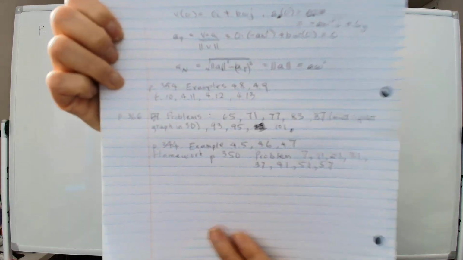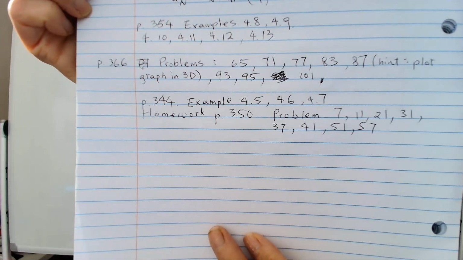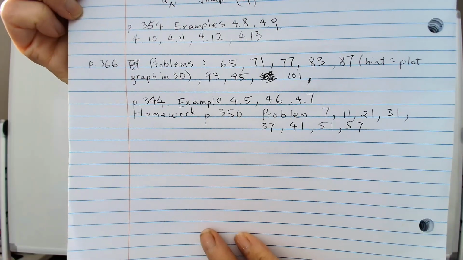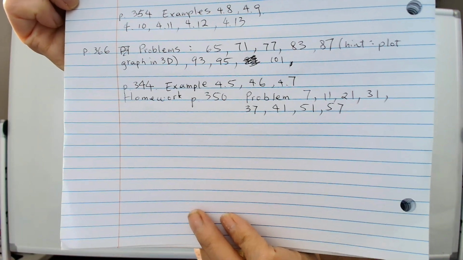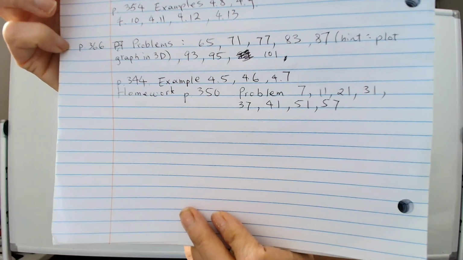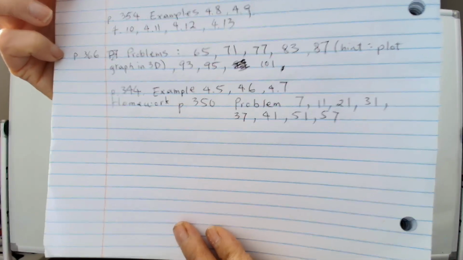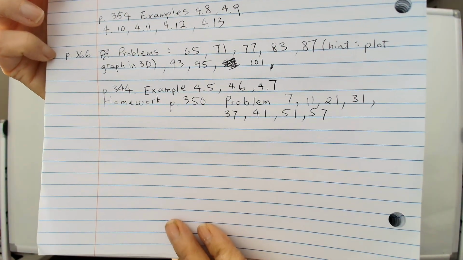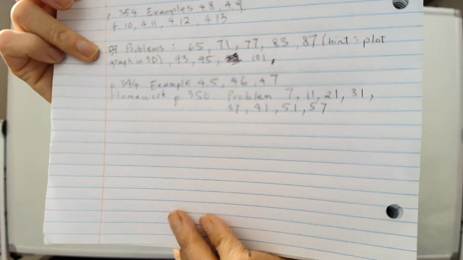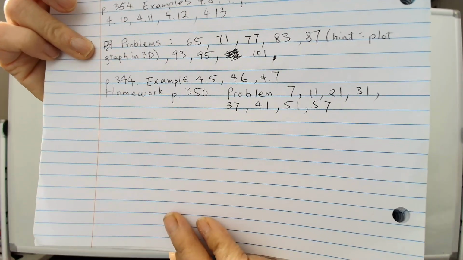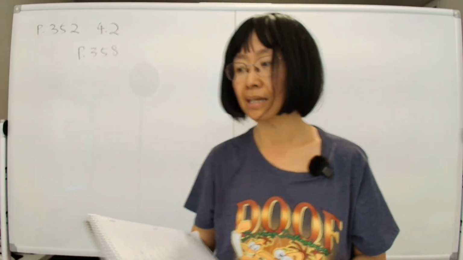So for homework, please do page 354, examples 4.8, 4.9, 10, 11, 12, 13. And then for the homework on page 366, please do problems 65, 71, 77, 83, 87. And for 87, just plot the graph in 3D, and then the answer will come to you. And 93, 95, and 101.